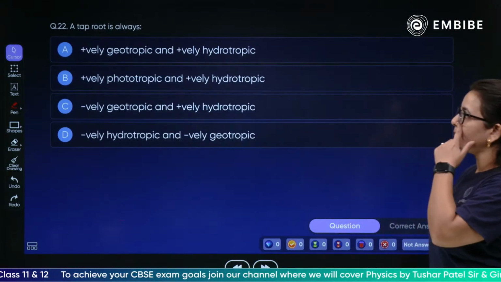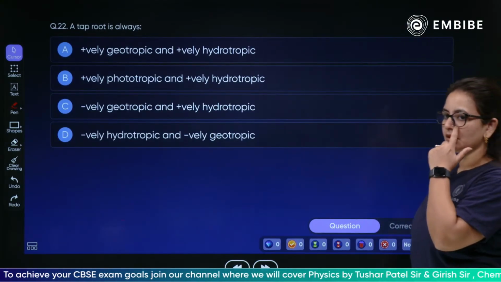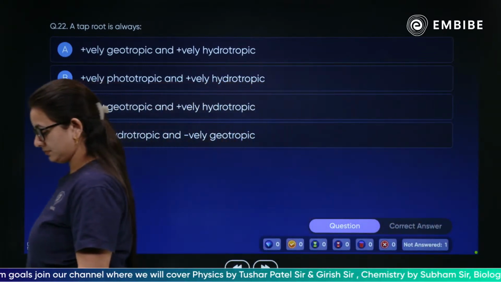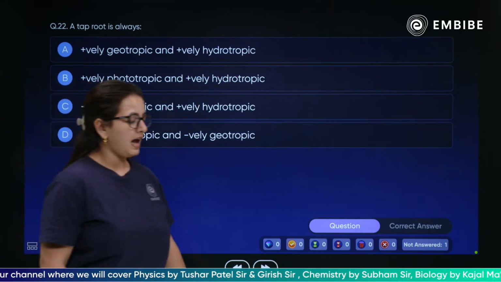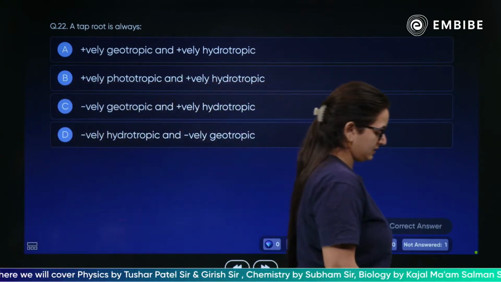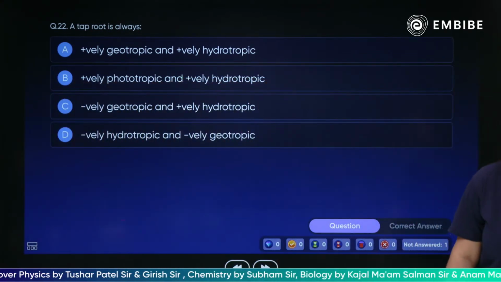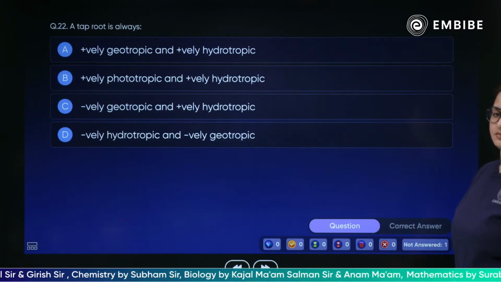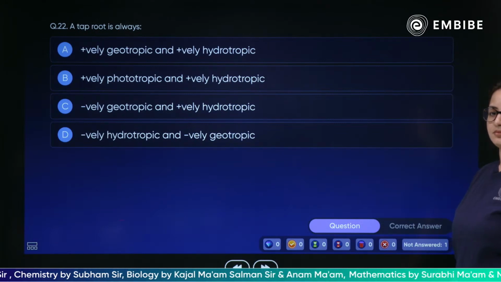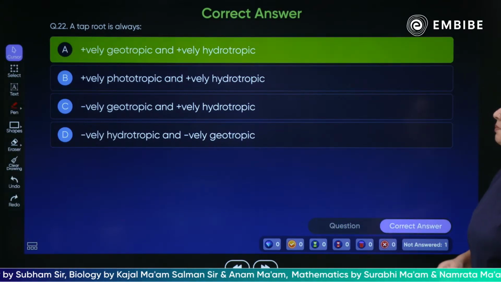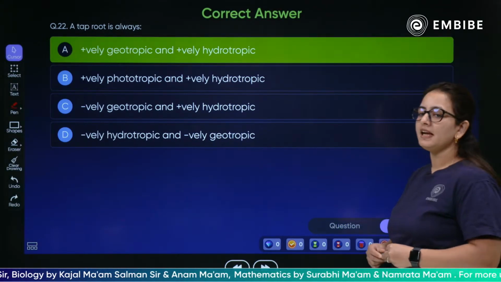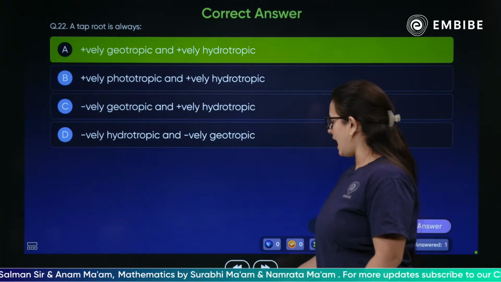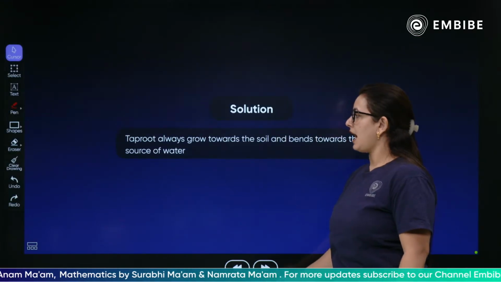Next, a tap root is always positively geotropic and negatively hydrotropic. It will always grow towards gravity and is negatively hydrotropic.